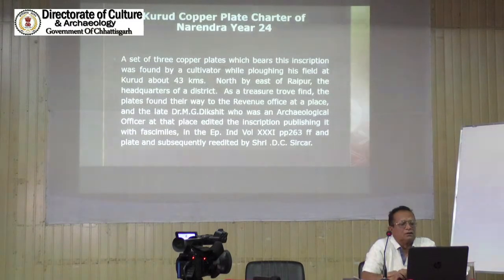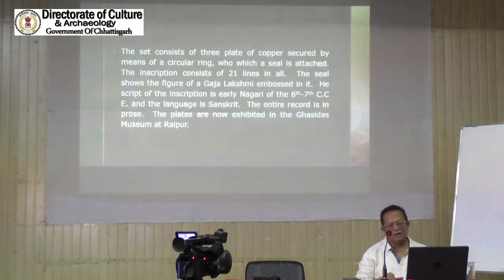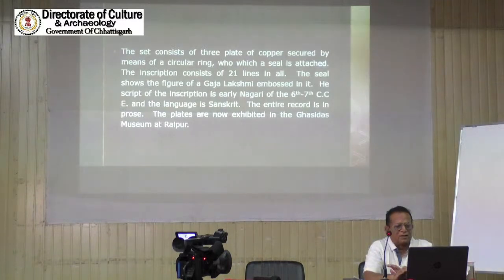So the Kurud copper plate is edited in Epigraphia Indica volume. I have tried to give the reference for further, detailed study, edited by D.C. Sarkar. This is a set comprised of 3 plates, 21 lines. Gajalakshmi is represented on the seal. And early Nagari, this is how they say, not the box-headed characters, it's in early Nagari of 6th, 7th century, which has a strong presence of Kutila script.